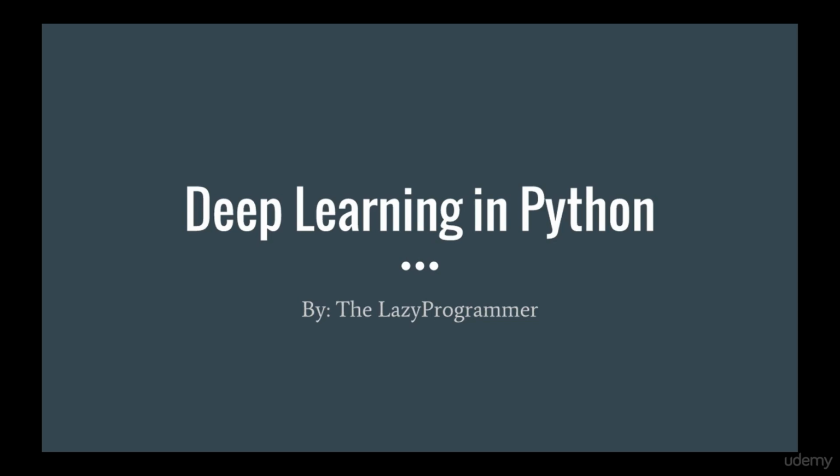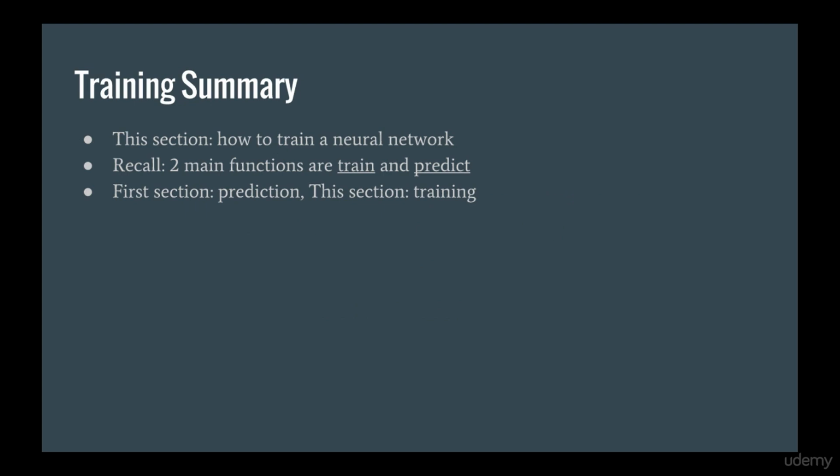Hey everyone, and welcome back to this class, Data Science, Deep Learning in Python Part 1. In this lecture, we are going to summarize everything we learned in this section of the course. This section was all about how to train a neural network. Remember that the main two functions of any machine learning algorithm are train and predict. The first section was all about prediction, and the second section was all about training.